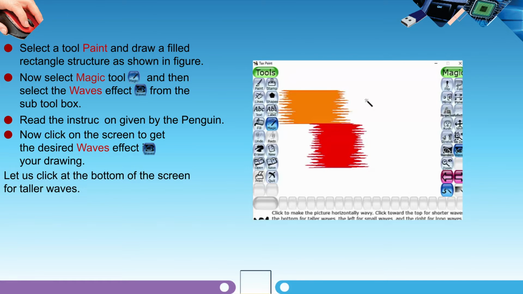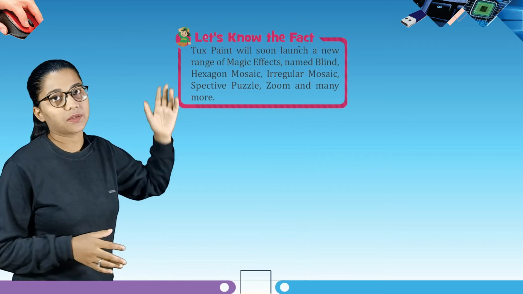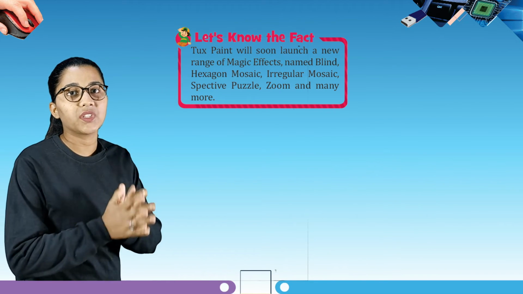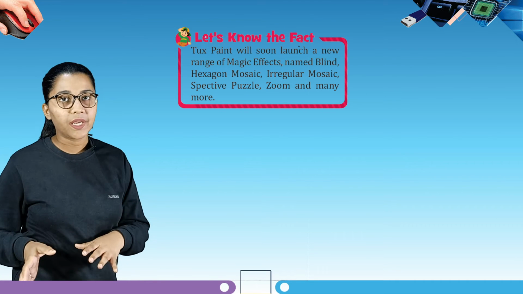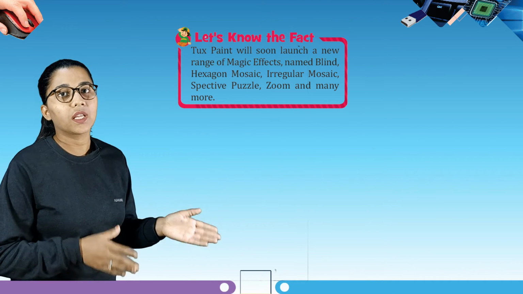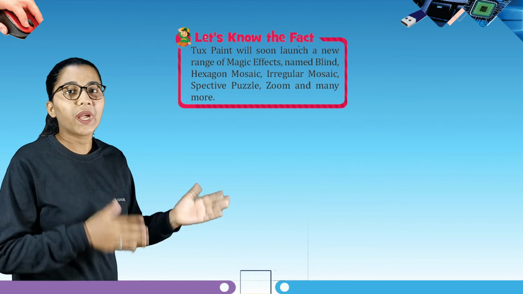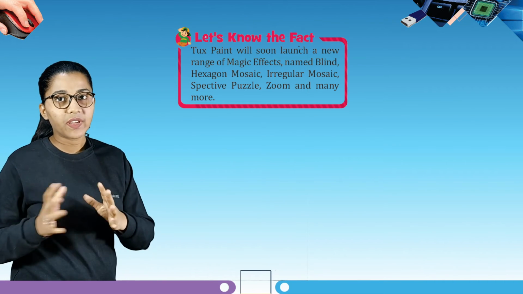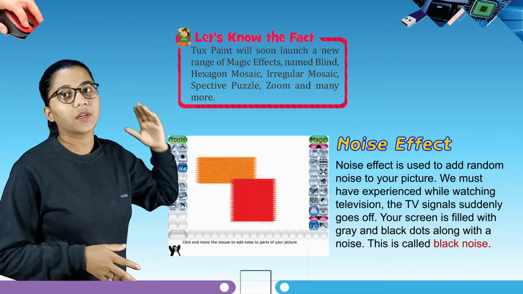Now students, it's time to know some interesting facts. Tux Paint will soon launch a new range of magic effects named Blind, Hexagon Mosaic, Irregular Mosaic, Perspective Puzzle, Zoom and many more. Now students, our next effect is Noise Effect.